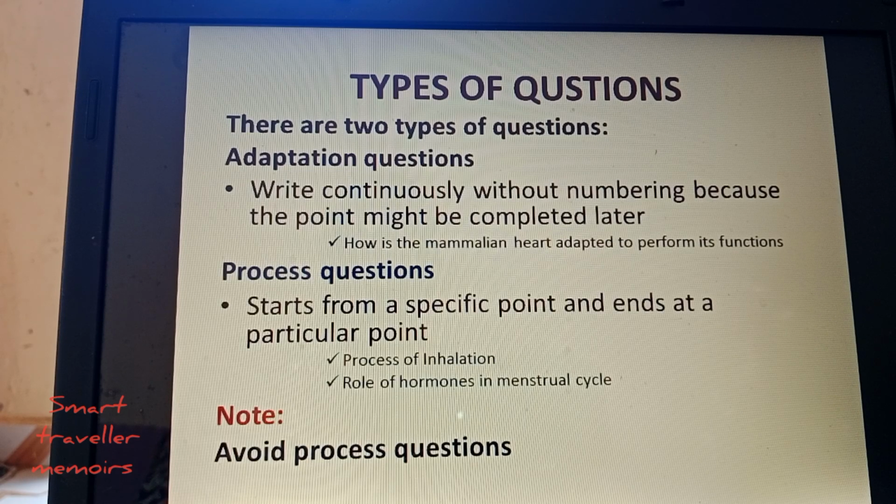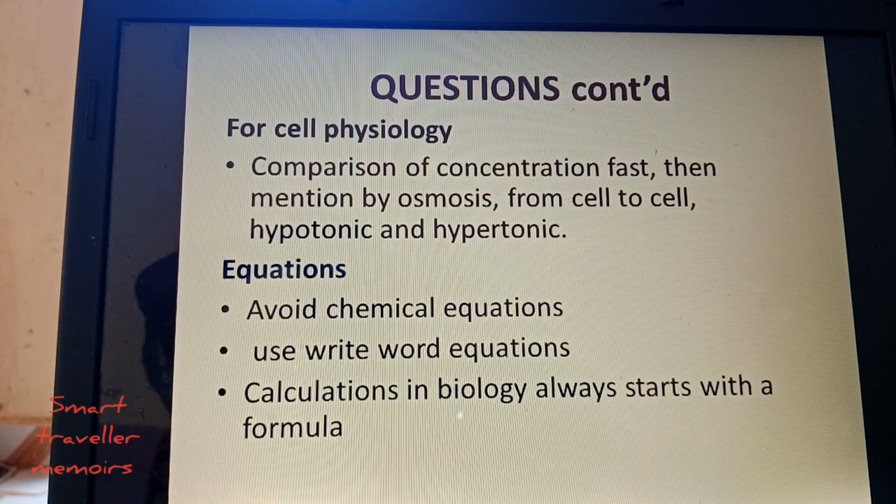Note, avoid process questions in the essays, because there are 3 questions and you select one. Process questions are tricky, so please avoid them unless you are sure you are good at it or you have practiced enough.